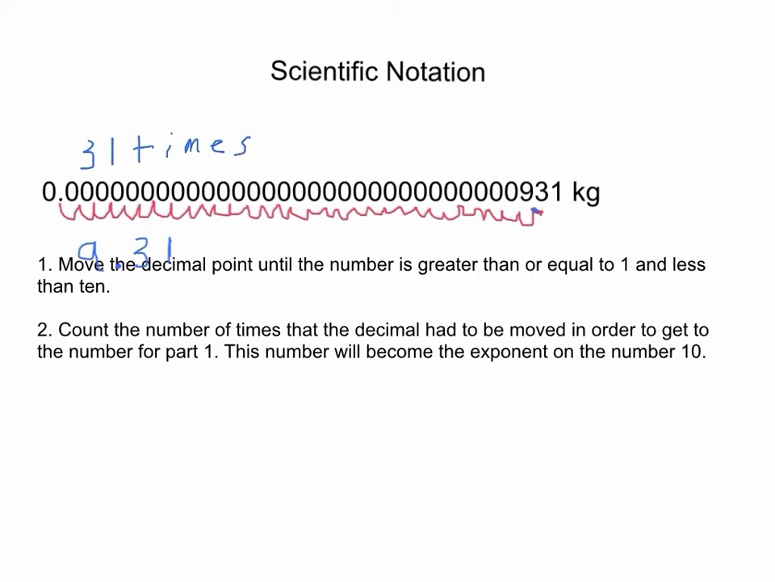So with this number 31, I'm going to make it the exponent on the number 10. Now there is no number 10 right now. So what I do here is I take my 9.31, that number I got by moving the decimal point, and I multiply that by 10, and I'm going to raise it to the 31st power. Now there's one more step that I have to do. I have to think about whether I need a negative power or a positive power.